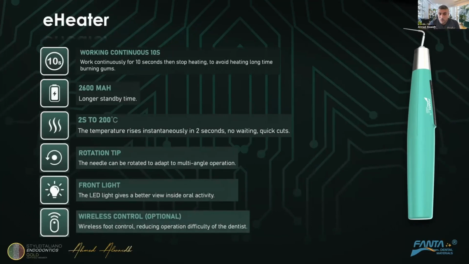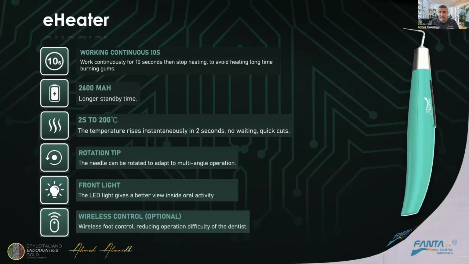It has continuous working. It can give continuous heat for 10 seconds, very long-life battery, and very high temperature. It can reach 200 degrees in only 2 seconds. And that's what we need. We need very fast heating and very fast cooling while we're compacting. The tip is convenient, so we can rotate it at our convenience. It has a front light for those who are not using a microscope, so it can give additional illumination, which is very beneficial. And it also has an optional wireless control, which I really like.